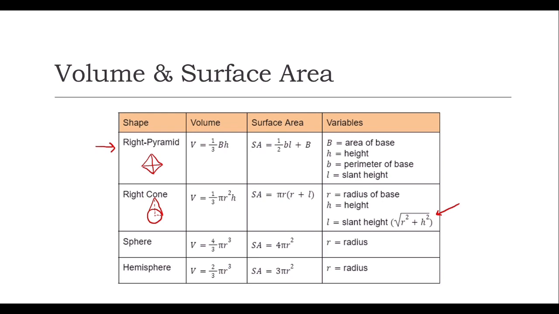For a sphere, your volume is 4/3 pi r cubed, and your surface area is 4 pi r squared. And then for a hemisphere, so half of a sphere, your volume is half of the volume of a sphere, so it's 2/3 pi r cubed, and your surface area is going to be 3 pi r squared because it's the area of half of the sphere plus the area of this circle here on the bottom.